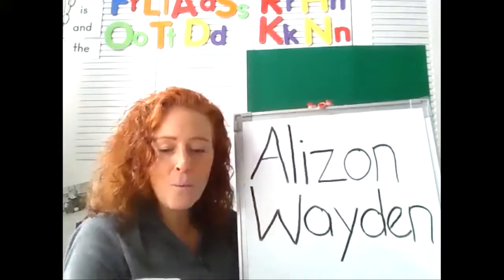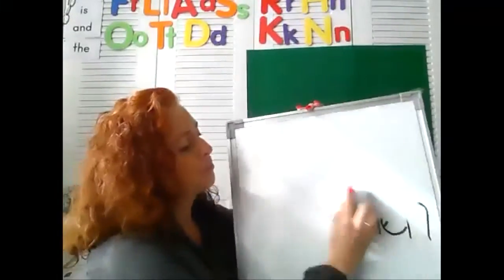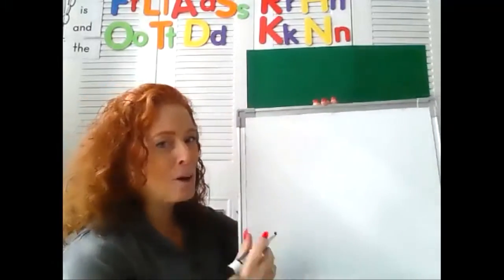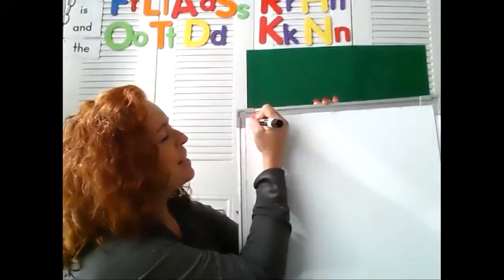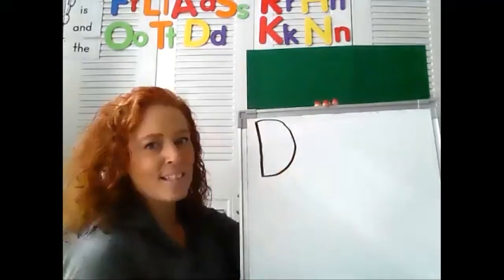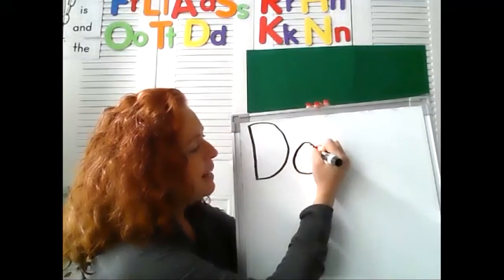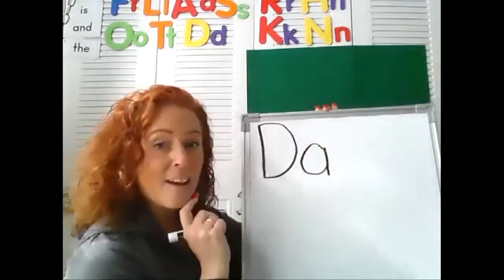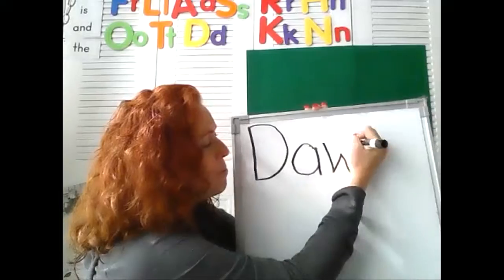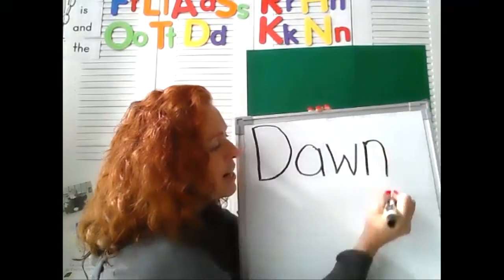You know what? Let's do two more names. Let's do Miss Dawn's name. Dawn begins with a D. So D goes down. And we just make a little half circle like that. And we're going to make our A with our circle and line. And I have a W in my name. So we're going to go down, up, down, up. And then we're going to make a line with a half circle for our N.